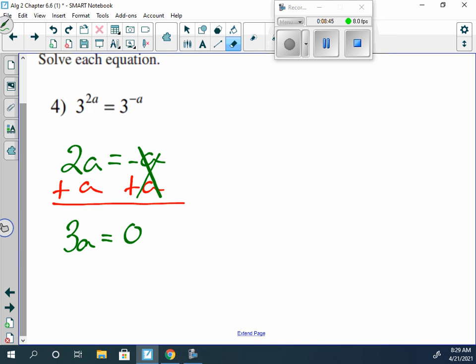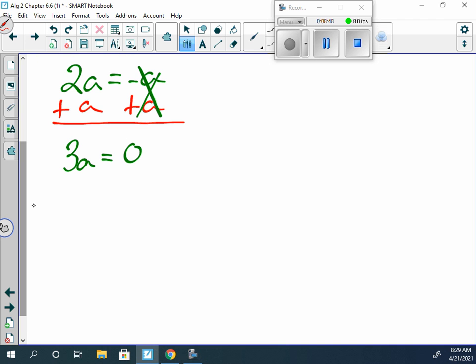Actually, if I'm going to say it, why not? Divide by 3. 3a divided by 3 is just a. 0 divided by 3 is 0. Now, our zero product property that we use for factoring polynomials, any two things multiply together to equal 0, one of them has to be 0. Well, 3a equals 0. 3 times a is equal to 0. Well, 3 can't be 0, so a has to be 0.